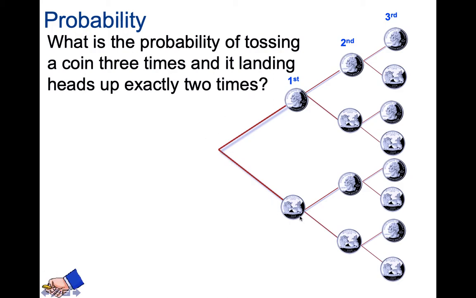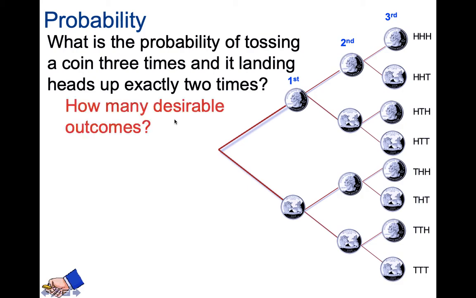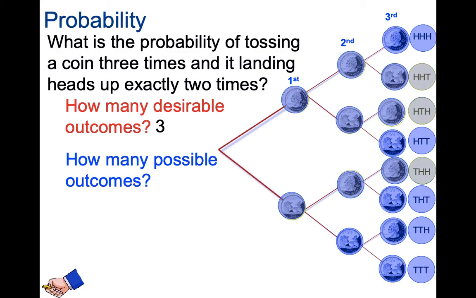If we go back here, this path is useful. There's 3. If we go here, this path, not so useful. And if we go down here, we'll notice that these are not useful either because they both have 2 tails. So we have 3 desirable outcomes, right? How many possible outcomes? Well, there's 1, 2, 3, 4, 5, 6, 7, 8 possible outcomes.